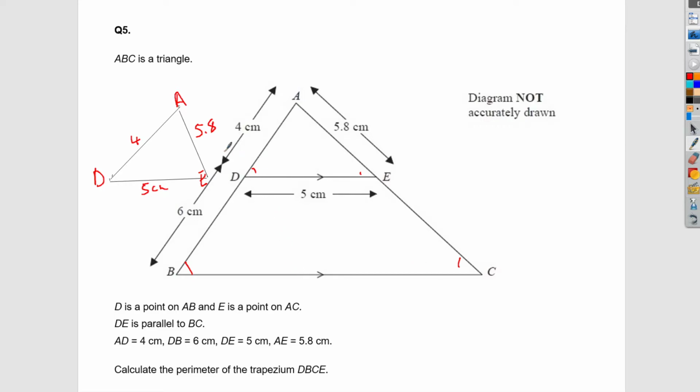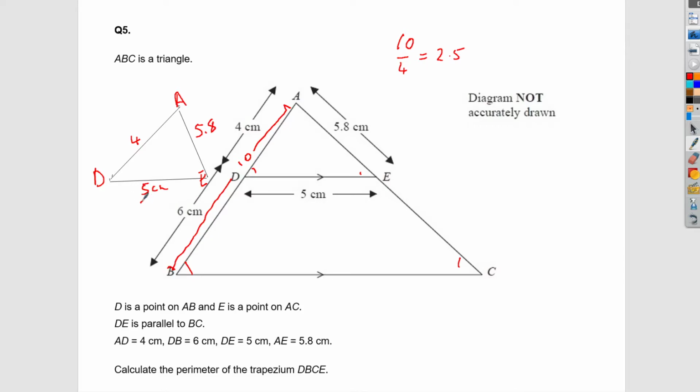Now, if we look at this side here, the full side AB, 4 plus 6 is 10, so 4 has gone to 10. So let's do this. 10 divided by 4 gives us a scale factor of 2.5. So 4 has been multiplied by 2.5 to get 10, which is the longer side here. If I put 10 here, that is the length of A all the way down to B. That's been multiplied by 2.5.